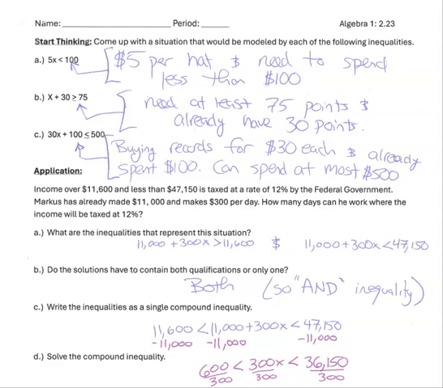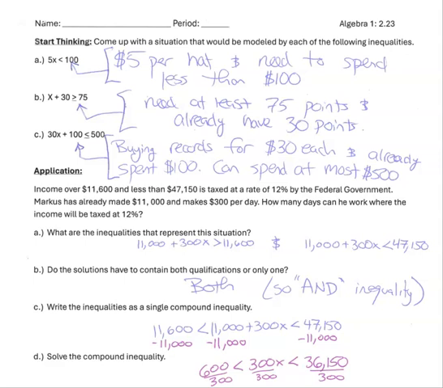What I am doing now is we are looking at compound inequalities when you have a single variable. The start thinking part was just trying to get students to be able to work backwards, rather than having a situation and needing to write out an inequality. I'm giving you the inequality and I want you to come up with a situation that would be modeled by this. So when we have 5x is less than 100, I said that that was $5 a hat and you need to spend less than $100.